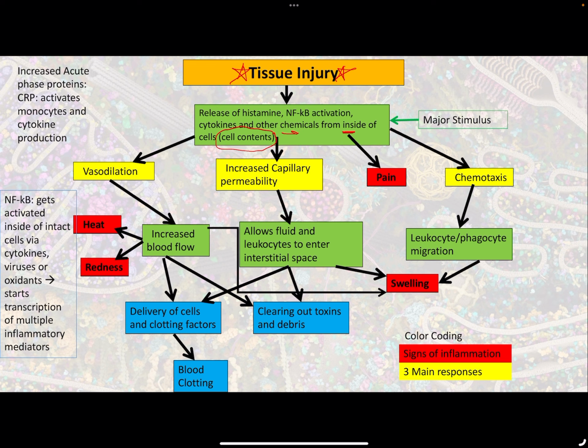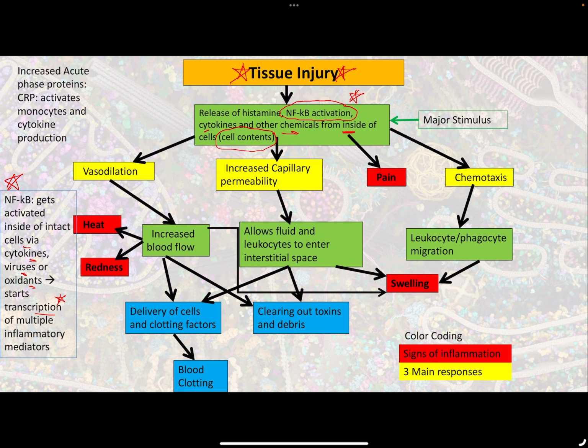And those cell contents are going to activate cells around them. And when we activate cells that are still intact by those cell contents, we activate something called nuclear factor kappa beta. And that nuclear factor kappa beta is going to be kind of a key activating process. So we can see a little bit more information on it here. It gets activated inside of intact cells via cytokines. Okay, so cytokines are released from some of the immune cells as well as some of the other cells around the area. They can also be activated by viruses or antioxidants, and that's going to start transcription of many inflammatory mediators that cause the whole inflammatory process. Okay, so we got cell contents as well as cytokines and other chemicals that are leading to activation of the immune system as well as activation of this nuclear factor kappa beta.